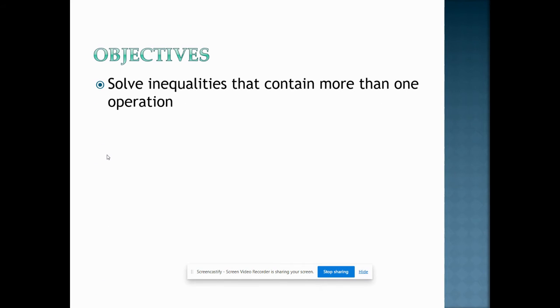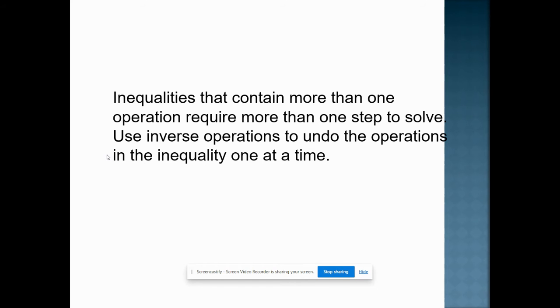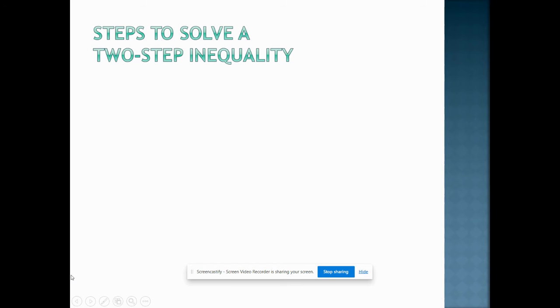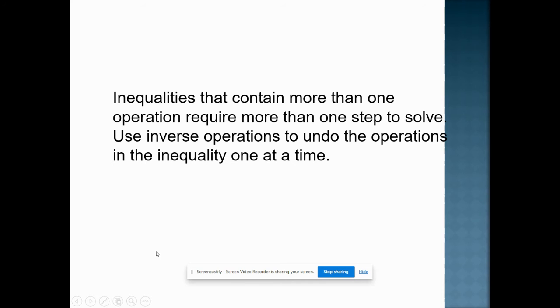So we're going to solve inequalities that contain more than one operation. Inequalities that contain more than one operation require more than one step to solve. We're going to be using inverse operations to undo the operations in the inequality one at a time. For example, if we have an operation that's a positive, to undo it, we're going to have to use a negative. If we have an operation that's a multiplication, to undo it, we're going to have to divide.